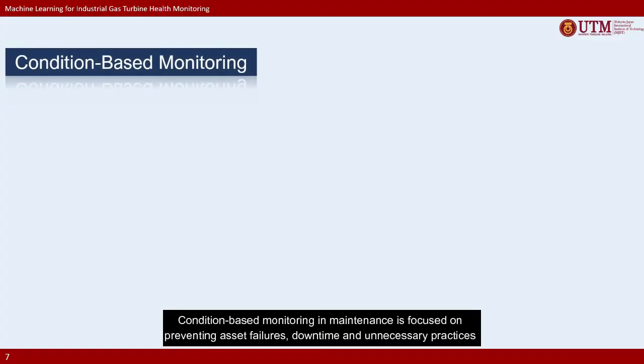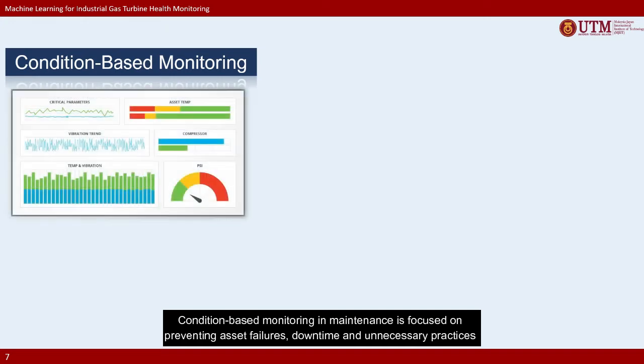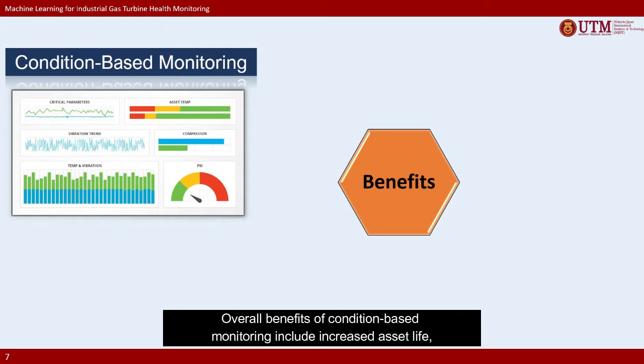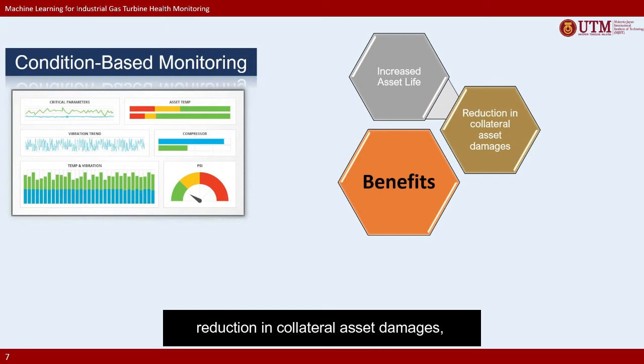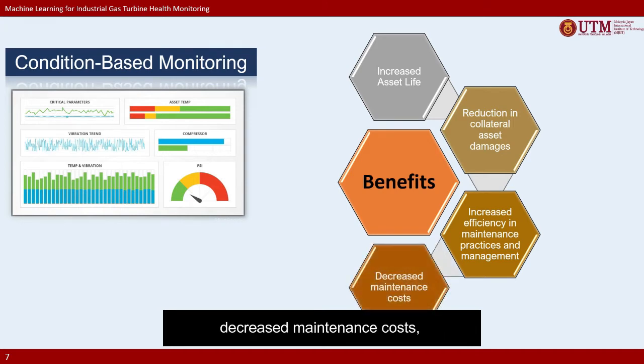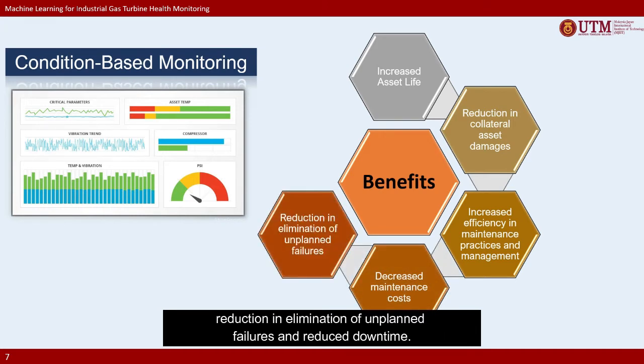Condition-based monitoring in maintenance is focused on preventing asset failures, downtime, and unnecessary practices by monitoring asset health to determine what maintenance needs to be completed and when. It can be considered essential to any predictive maintenance strategy. Overall benefits of condition-based monitoring include increased asset life, reduction in collateral asset damages, increased efficiency in maintenance practices and management, decreased maintenance costs, elimination of unplanned failures, and reduced downtime.